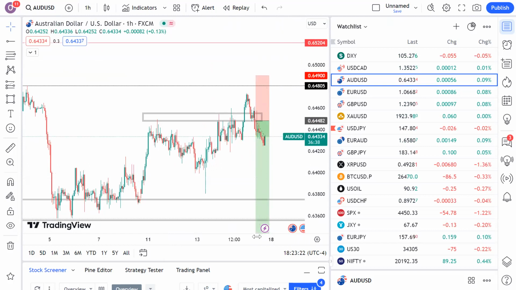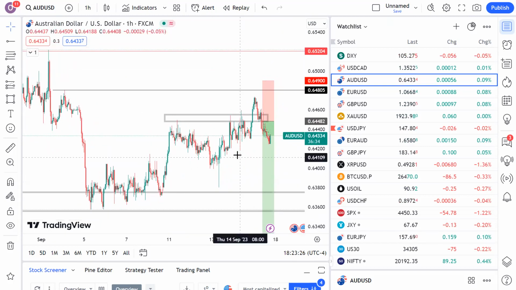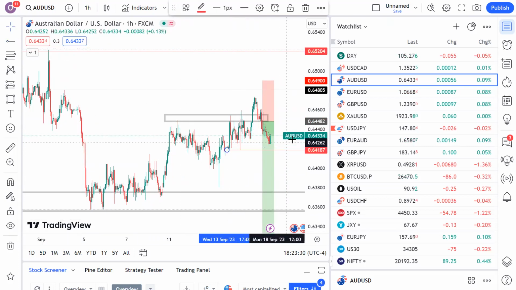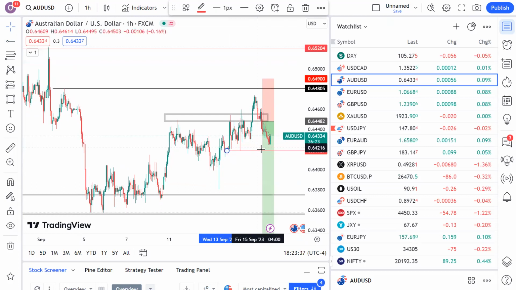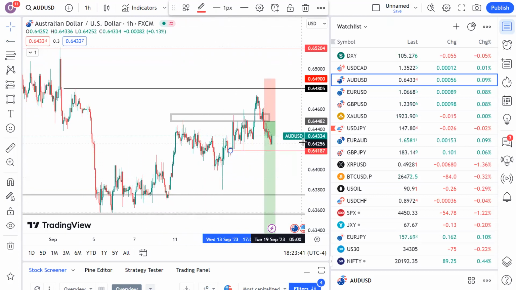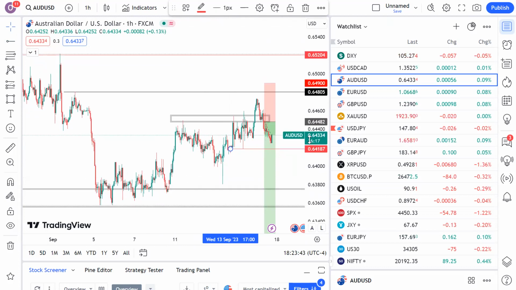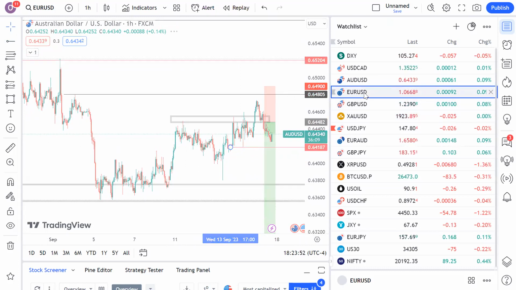Even with pullbacks, I probably wouldn't take more trades yet, just because I'd look for the break and retest of this level for me to continue to take on trades, right? Just because we don't know for certain if the bearish structure is still going to hold. So that's how I feel about AUD USD. I am in the sell. Won't be taking any more sells until we can get the break and retest of this level here.